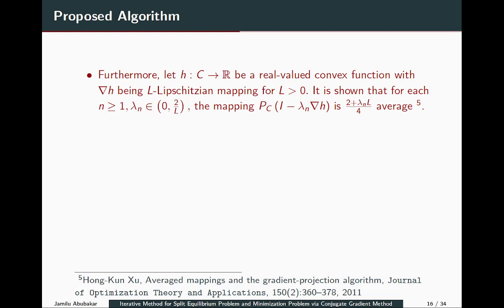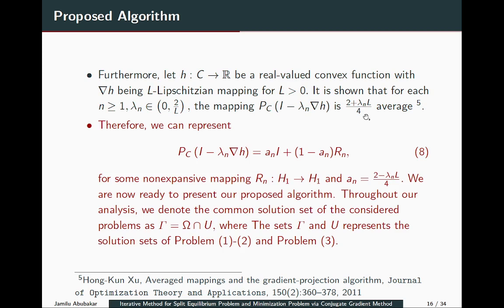And we further assume that the function we are trying to minimize here is a real valued convex function, and the gradient of that function is an L-Lipschitzian mapping with L as a positive number. It has been shown that if we have the sequence lambda n between 0 and 2 over L, then this mapping here is (2 plus lambda n L) over 4 averaged. And this fact can be found in this paper.